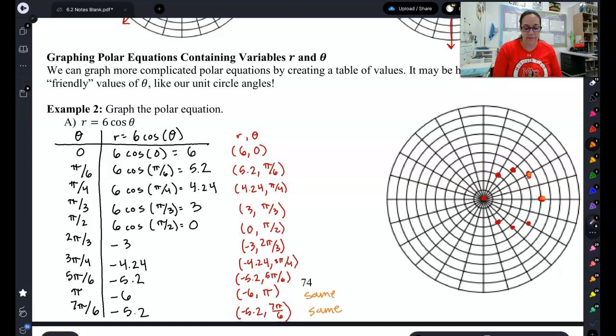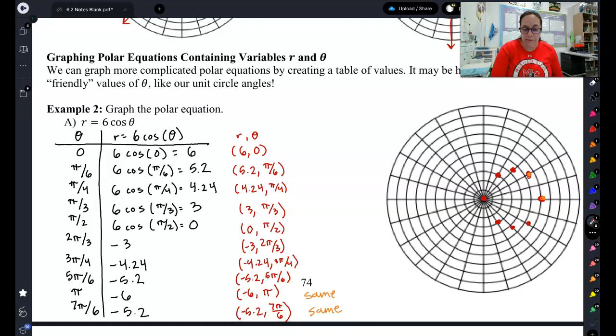Let's see how you did. Hopefully your graph should look something like this, what I've got right here. If it doesn't, a couple things you probably want to check. First, check your list of points right here. Make sure they're all the same as the ones I've got.